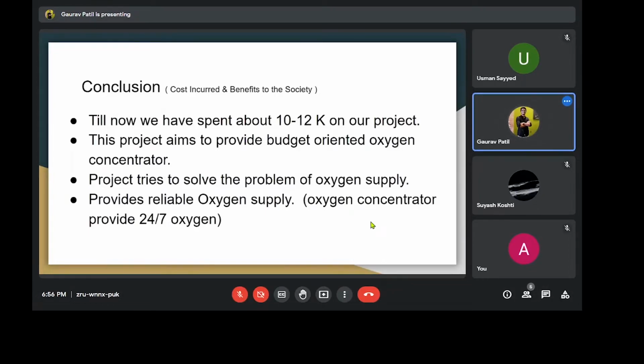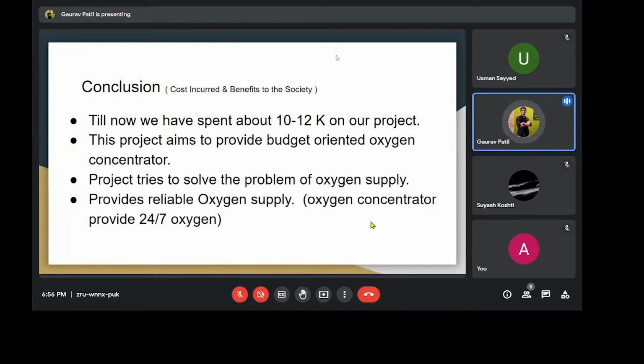Actually, we tried to develop an oxygen concentrator which is budget friendly, and which is really beneficial for the society. This oxygen concentrator will be beneficial for the patients who require oxygen, but in less concentrated form, such as non-ICU patients or non-critical patients.